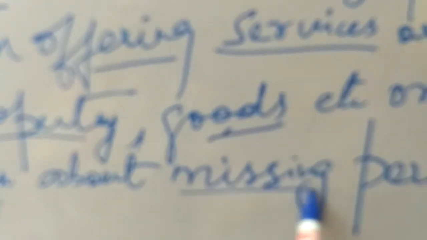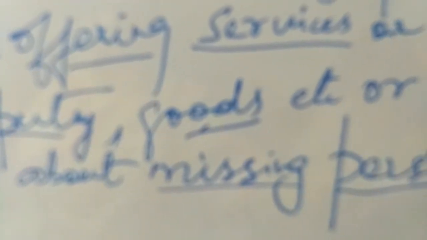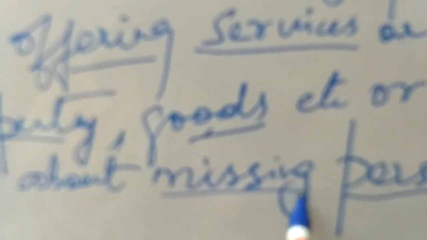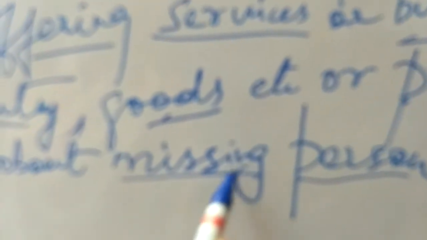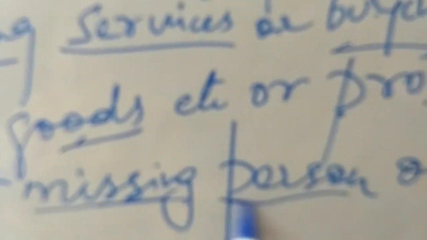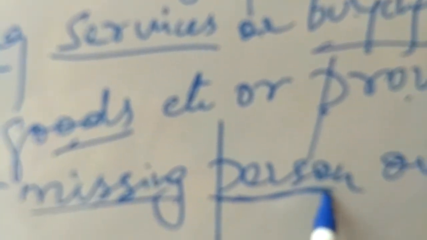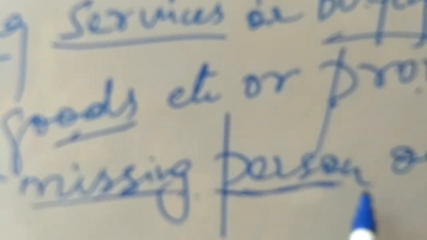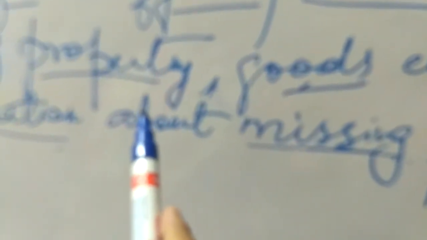Or providing information, this is the main point, providing information about the missing persons. If some person is missing from somewhere, you need to give ad in the newspapers, articles, magazines that these persons are missing, and you are not known about that person. If somebody is having any sort of details about this person, they can contact this. Okay? Or any sort of objects. So this is the main aim of giving advertisements. Clear?